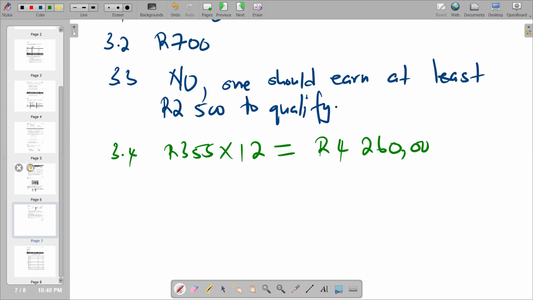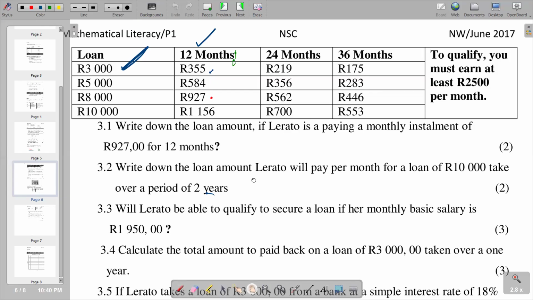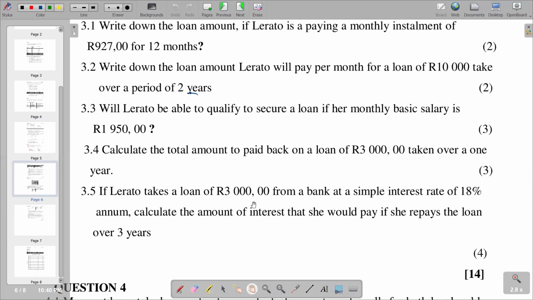We move on to the next question, which is now saying 3.5. 3.5 reads, if Lelato takes a loan of 3,000 rands from a bank at a simple interest rate of 18% per annum, calculate the amount of interest that she would pay if she repays the loan over 3 years. So we check according to the question. You see that the question is asking the amount of interest which is going to be paid over 3 years, of which we are given interest per annum, which means per year being 18%, and it's going to be 18% of 3,000. So that's what we have. The answer that we get will be for 1 year, and then we want 3 years, so we multiply by 3 years.